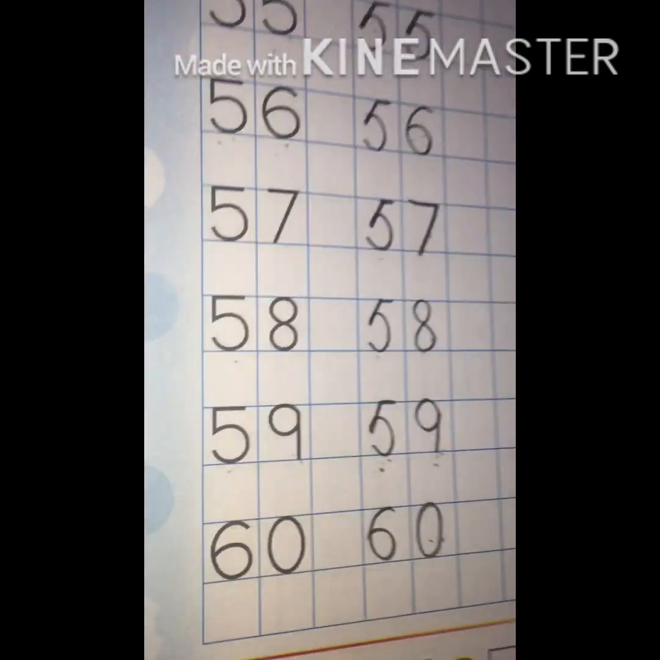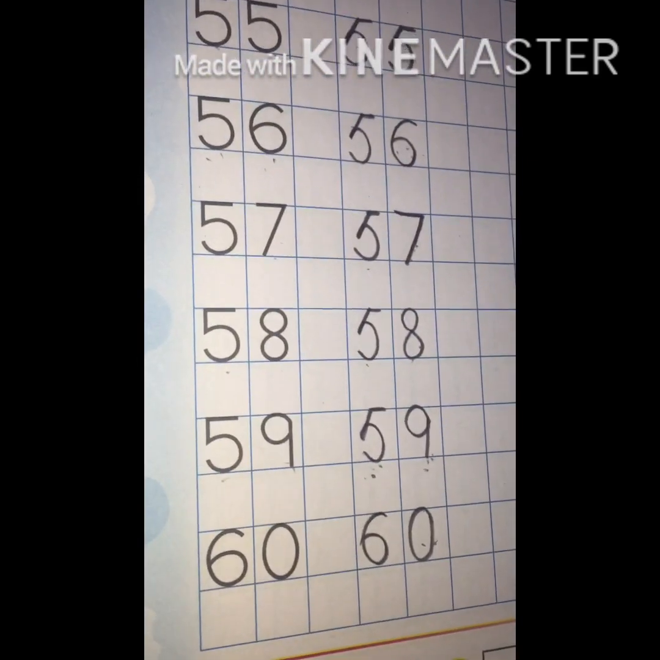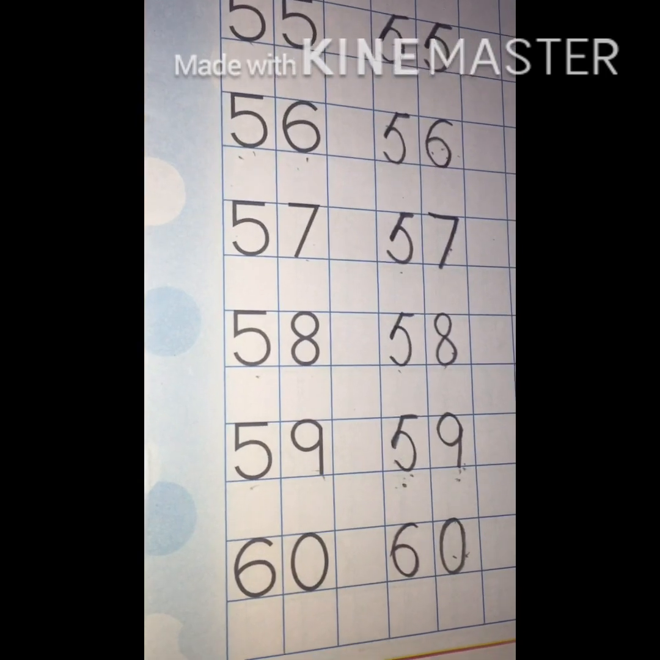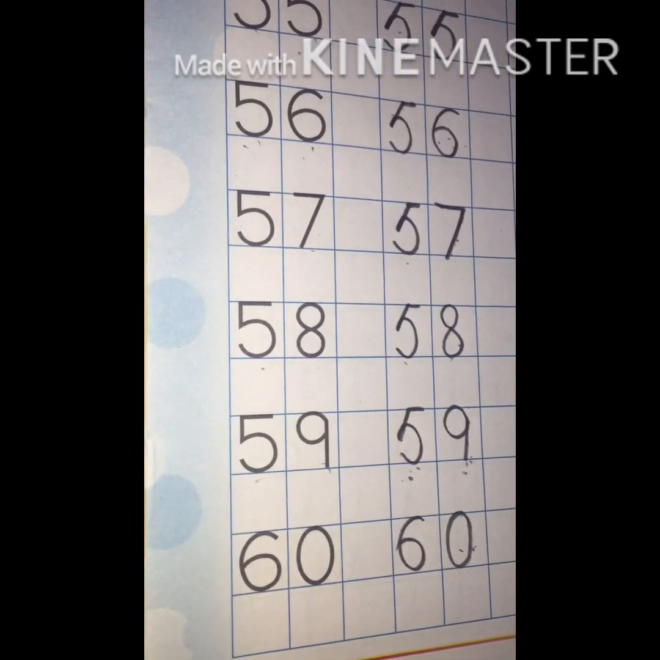Okay. And in this way, you can easily write down counting from 51 to 60. You are to do this work in your notebook.